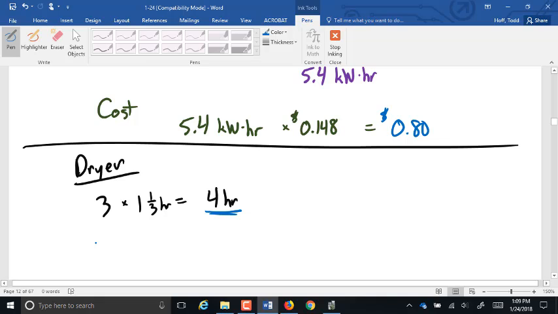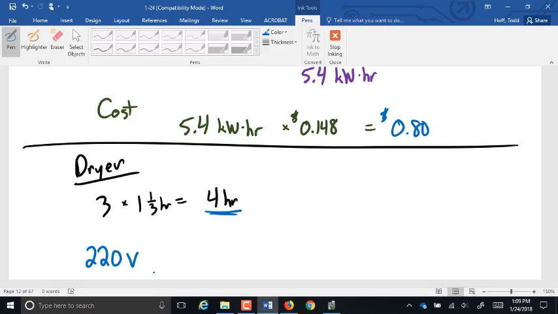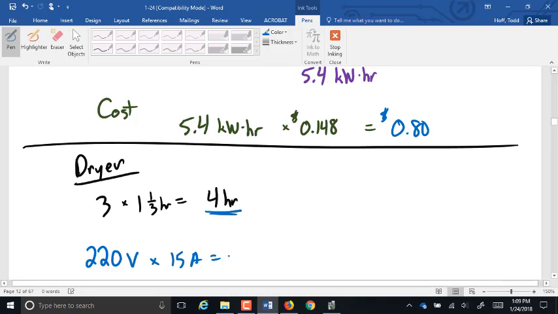A dryer runs on what voltage? It's a 220. Anybody know what current a dryer usually pulls? It's usually put on a 20 amp breaker. Usually runs right around 15 or 16 amps. Let's go 15 amps. So 220 volts times 15 amps is 3,300 watts.